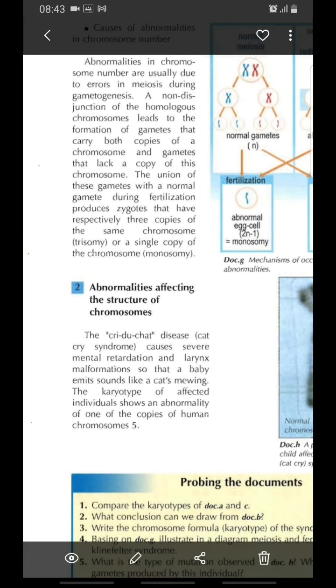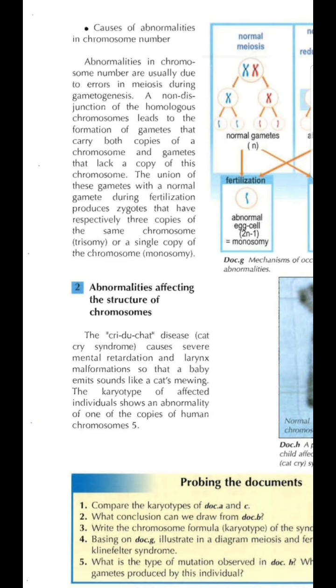Kindly you need to solve the probing, documents 1 to 5. Compare the karyotypes of documents A and C. What conclusion can you draw from document B? You need to write the chromosome formula. Let me remind you about the chromosomal formula, guys: the total number, comma, the sex, comma. If you have any abnormality, you need to mention where it is located. For example, for a person with Down syndrome, the total is 47, comma, he is a boy XY, and he has an extra chromosome, so comma, plus 21.